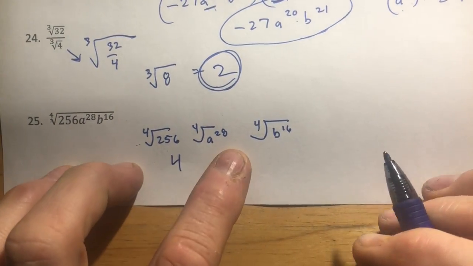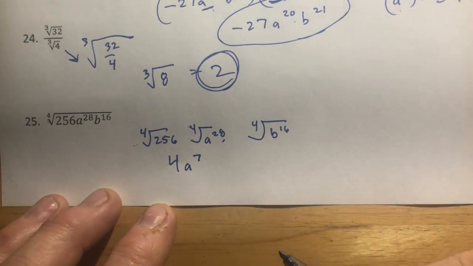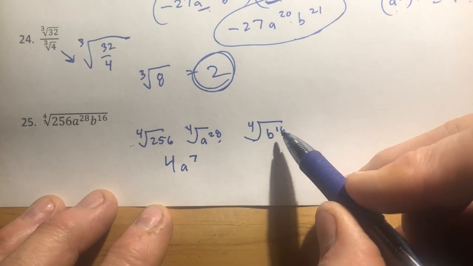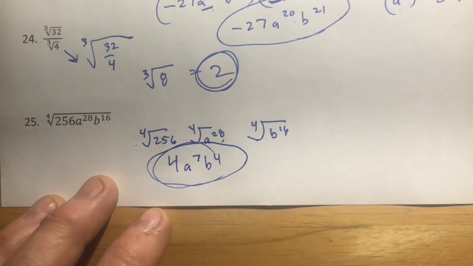Here's the fourth root of a to the 28. Well, I divide those. 28 divided by 4 is a to the 7. And the fourth root of b to the 16, well, I divide those. 16 divided by 4 is 4. And there's my answer right there.